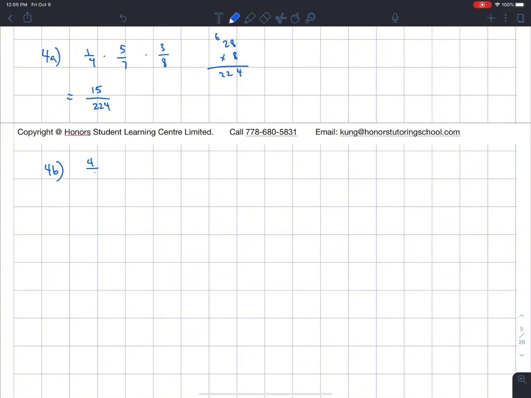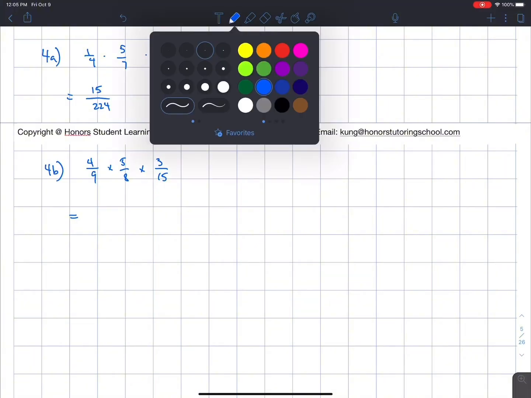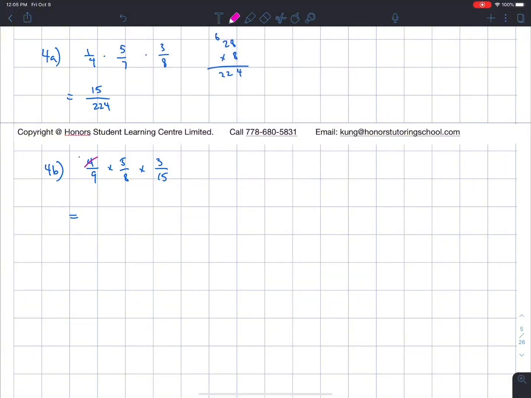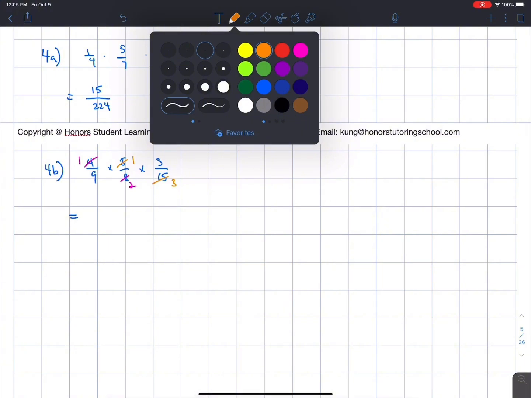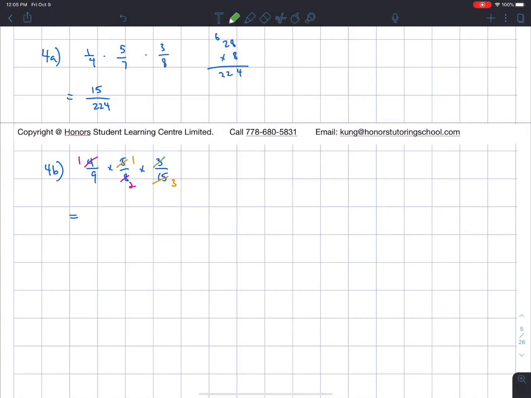4b. 4 over 9 times 5 over 8 times 3 over 15. Again, we simplify before we multiply. I can divide this by 4 to get 1, divide this by 4 to get 2. Divide the 5 by 5 to get 1, divide 15 by 5 to get 3. And these two are both 3, so I can just cross them out, they just become 1.